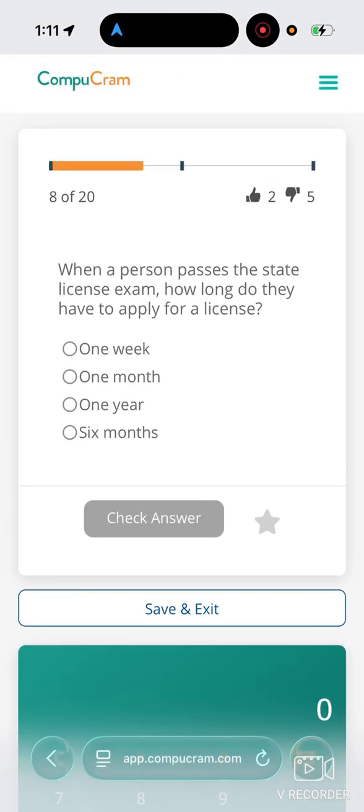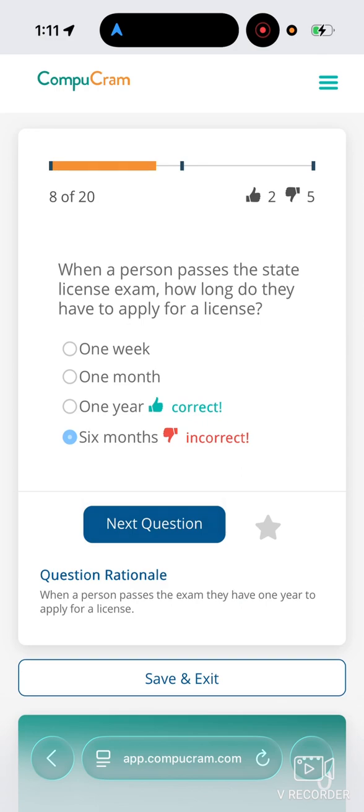Question number eight. When a person passes the state license exam, how long do they have to apply for a license? 6 months, I believe. 1 year. It's 1 year. You have 1 year after you pass to apply to get your license. When a person passes the exam, they have 1 year to apply for a license.